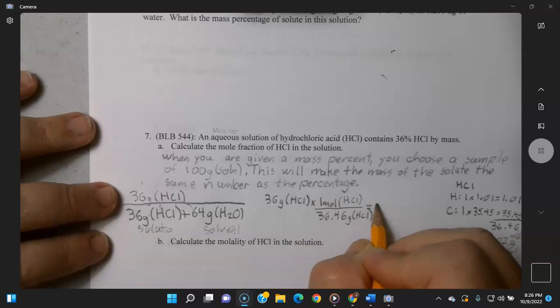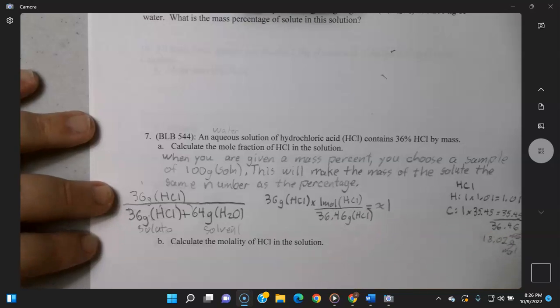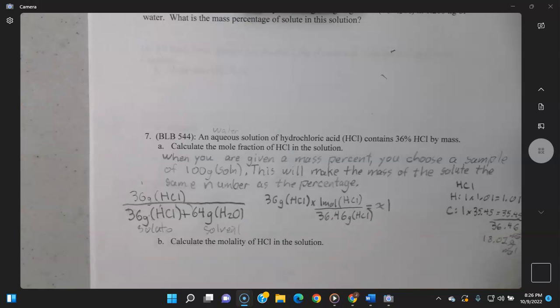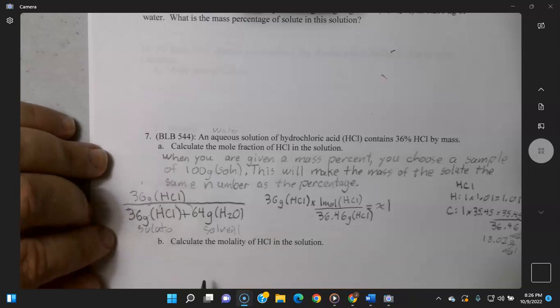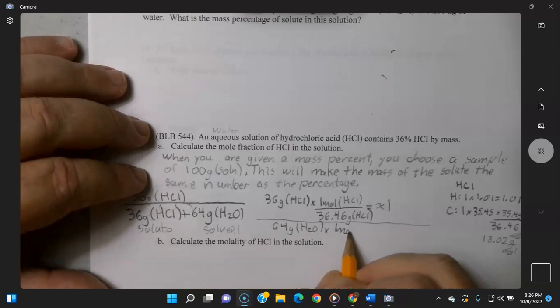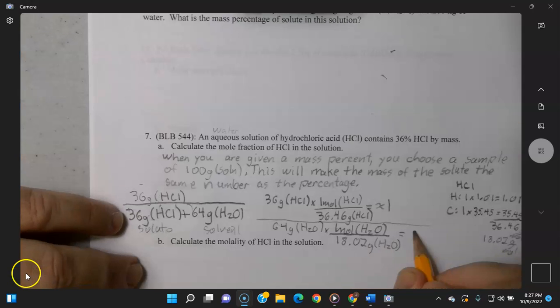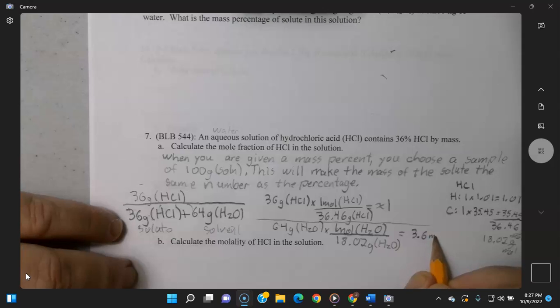And we're going to say that equals approximately 1. Okay, pretty close, 0.99 something. Okay, so that's HCl. Now we do it for water. 64 grams of water. And we're going to call that 3.6 moles of water.